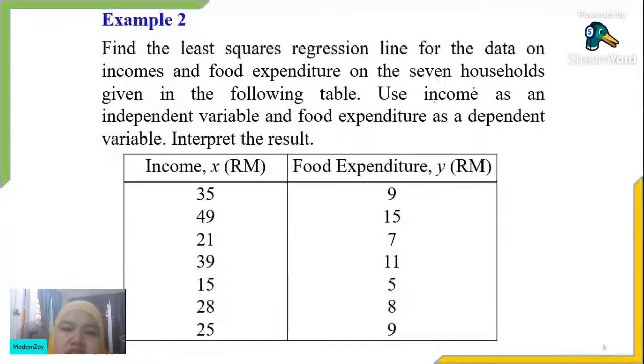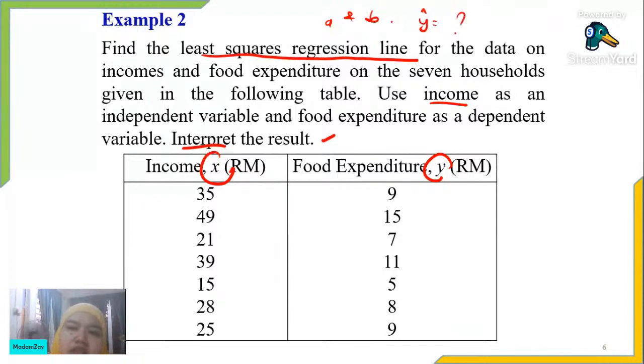Now, example 2. Find the least square regression line for the data on incomes and food expenditure on the 7 households given the following table. Use income as an independent variable and food expenditure as the dependent variable. Interpret the results. So, the independent variable is income, so income will be X. And then the food expenditure will be the dependent, so it will depend on X. So, it will be Y variable. And then interpret the results. So, we want to find the least square regression line. Means that we have to find A and B, and then Y cap is what? Okay, and then interpret the results.